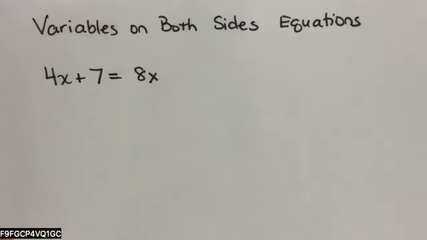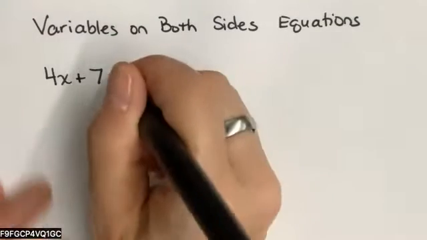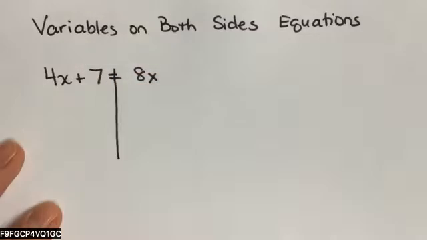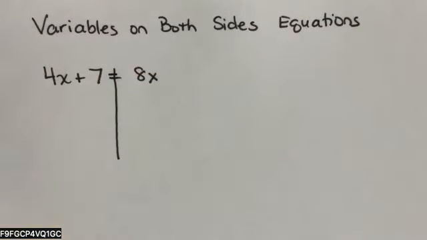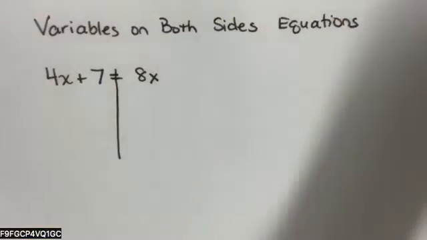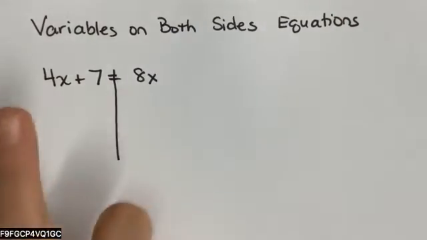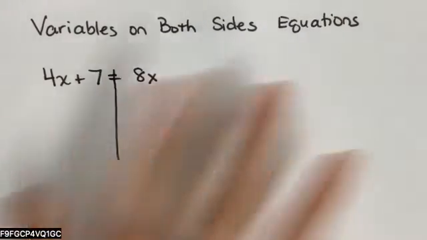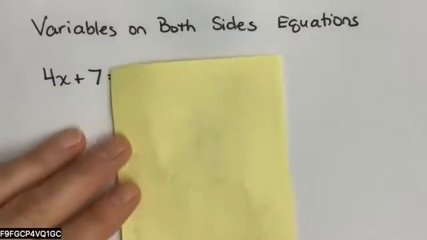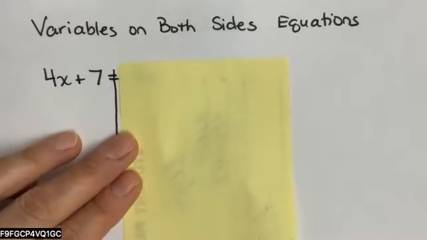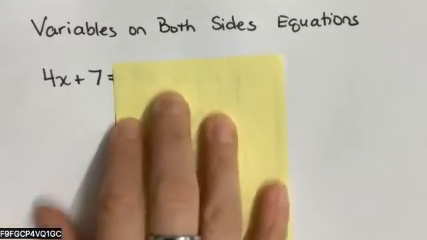Let's look at how we solve equations when there are variables on both sides. So again, we're going to draw our wall. Now the problem that we have here is that the x appears on the left and the right. Remember, we're only allowed to add together the things that appear on the same side of the wall.